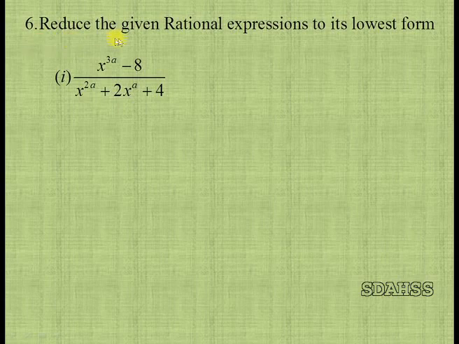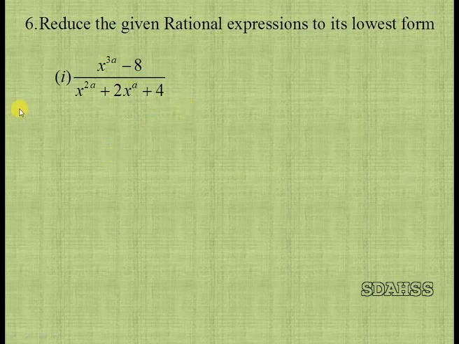Sixth sum, reduce the given rational expression to its lowest form. Subdivision 1: x power 3a minus 8 divided by x power 2a plus 2 into x power a plus 4.